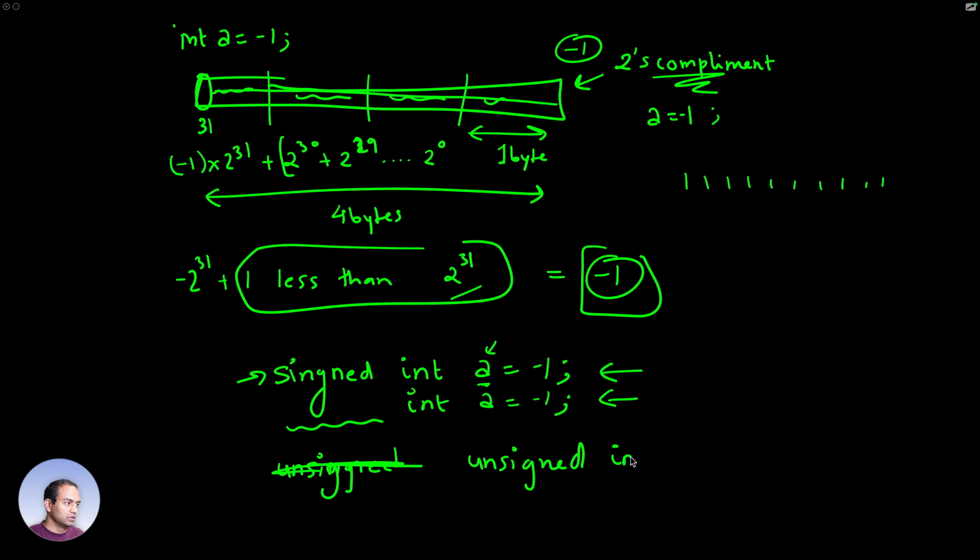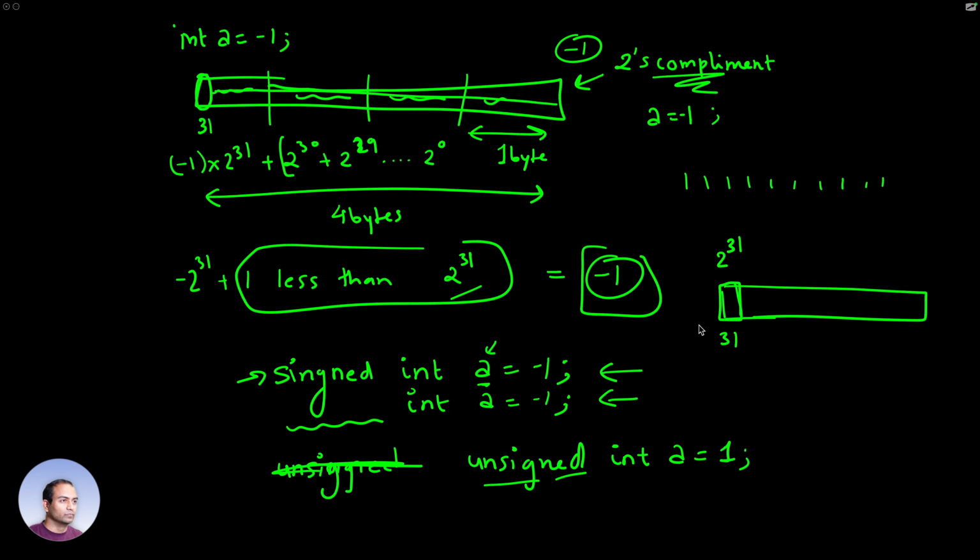Unsigned int a equals 1, for example. Now, in the case of an unsigned number, this 31st bit is treated as 2 to the power 31, not as it was here, not as a -2 to the power 31. It's treated as this. Then the range of the integer will go from 0 to 2 to the 31 minus 1.